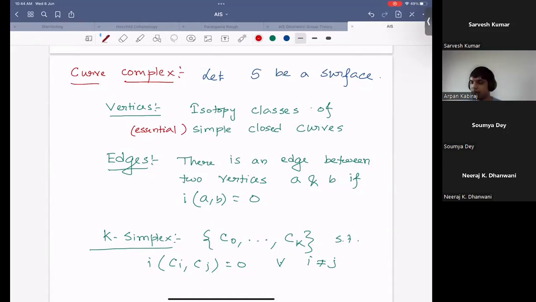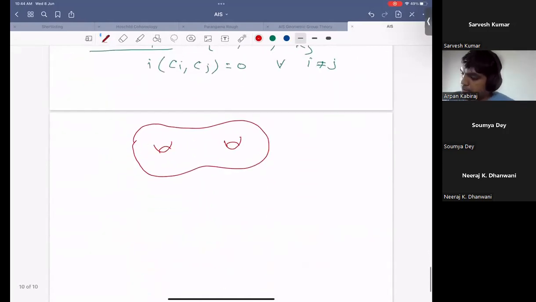Okay. So here are some of the examples. So this will be a vertex. This will be a vertex. And this will give you a vertex.